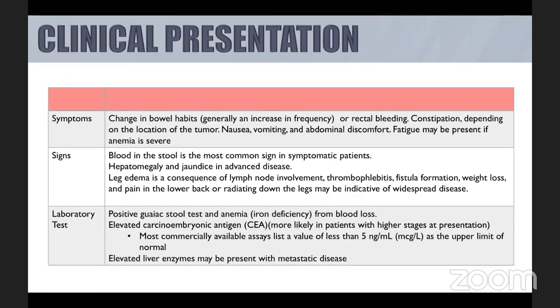For the symptoms, mainly a change in the bowel habit. Generally it's diarrhea or constipation, depending on the location of the tumor itself. With rectal tumors, you usually see bleeding, and this is the most common sign that brings our patients to the emergency department. As well, nausea, vomiting, abdominal discomfort, and fatigue may be present. For the general labs, those patients may present with anemia due to the blood loss, and we also check the CEA, which is the tumor marker, but we usually take it as a baseline to see the response to treatment later on.